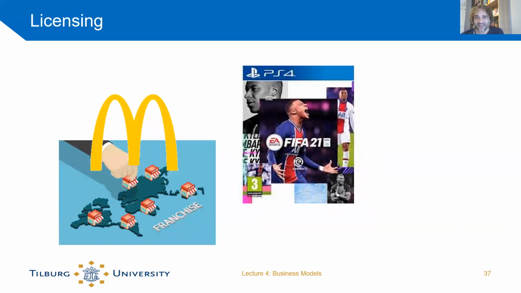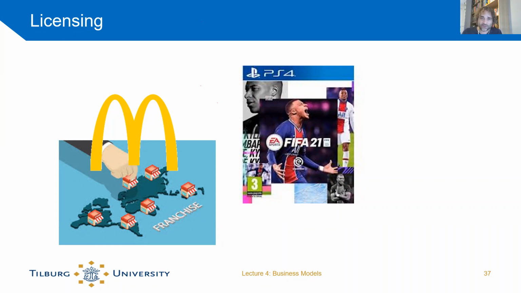Another way to make money is licensing. Is by selling the things you own to other companies so that they can use it. So, for example, well, the best example of licensing is franchising. If you want to own a McDonald's restaurant, you can. And I think most, at least in the Netherlands, most McDonald's restaurants are actually private restaurants, like private companies, but they are franchised by McDonald's.